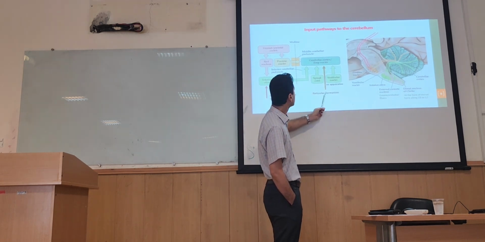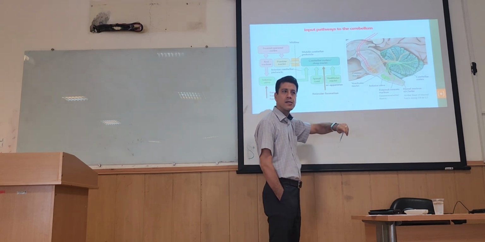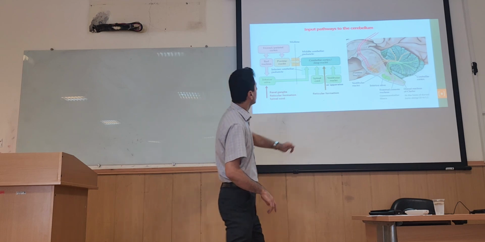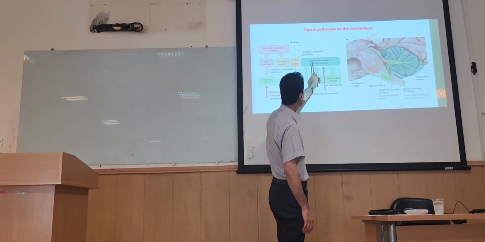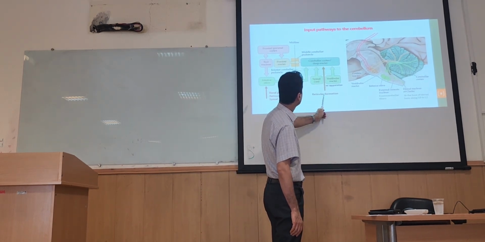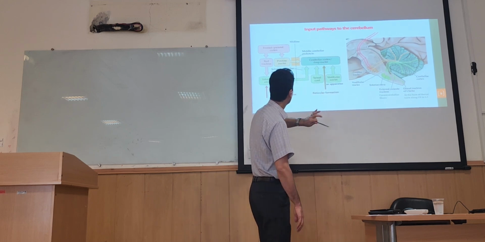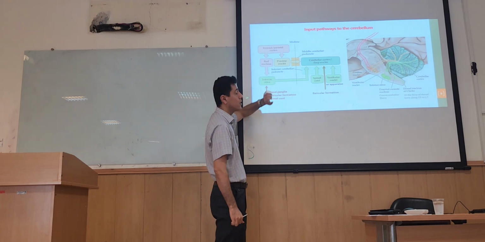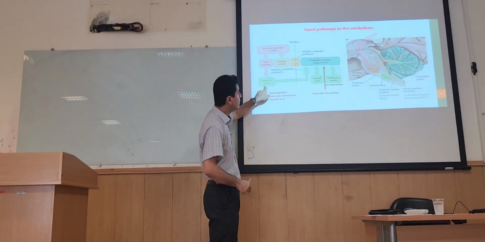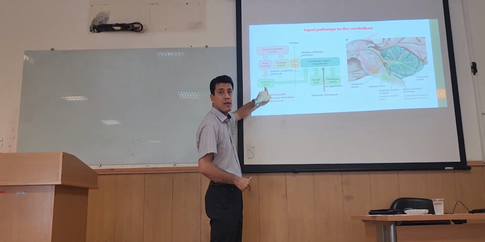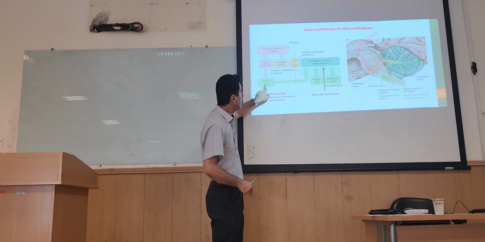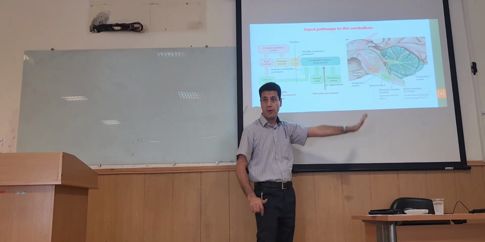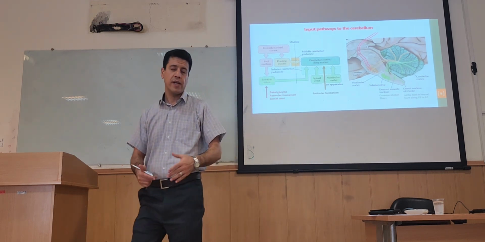Reticulocerebellar tract, spinocerebellar tracts, several tracts, right? So from the spinal cord, we have fibers that go to the cerebellum, from the reticular formation, and also from the vestibular. All of these areas, also cortex and red nucleus, also provide input to the inferior nucleus. Right? And from here, we have inputs to the cerebellum. Right? So these are inputs.